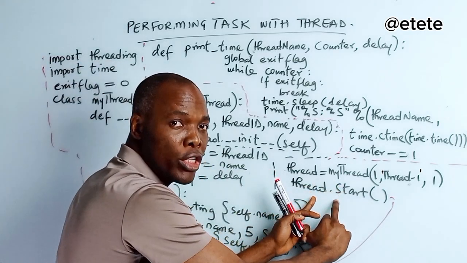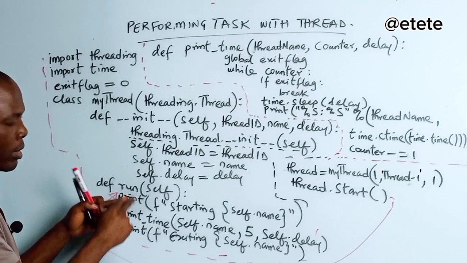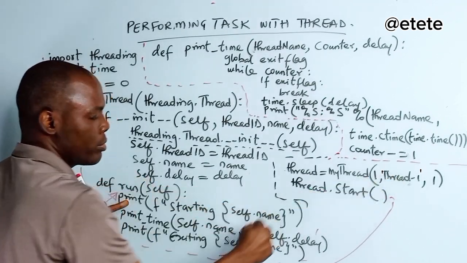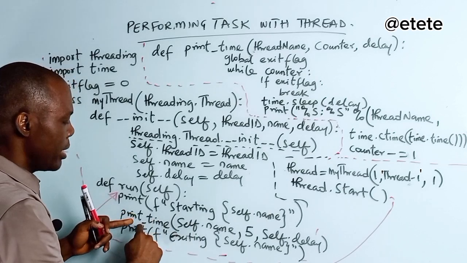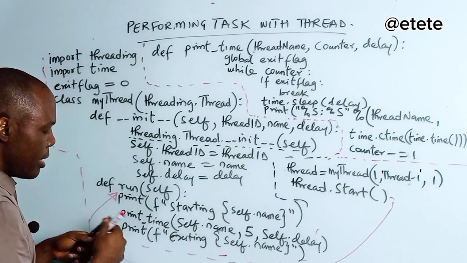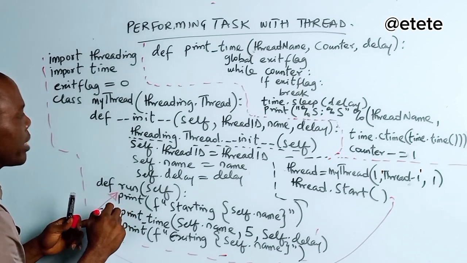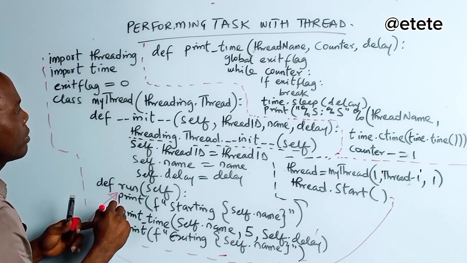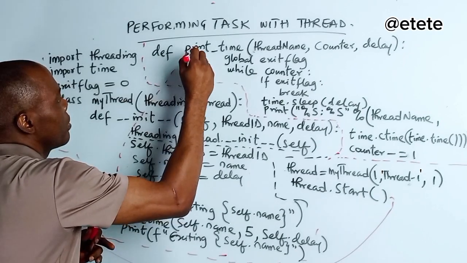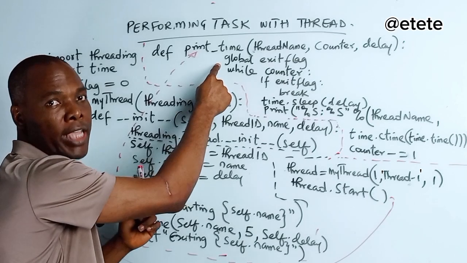So the moment I call this start, it will come to this run. In this run, it will now print starting thread 1 on the board. Then it will come to this next line, print time. Now it is calling this method. At this stage, control will now move to this guy, right? From here, control will move to this guy.